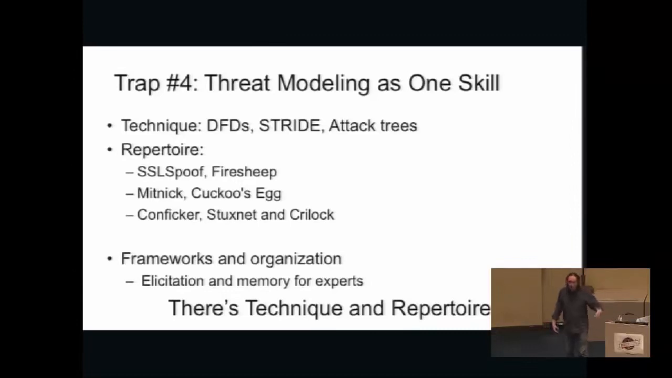So trap number 4 is to think about threat modeling as a single skill. Do you understand how to threat model? There's different sub-skills within that. Drawing a great diagram, which really helps people see what's likely to go wrong, is a skill in and of itself. Remembering, understanding what spoofing attacks are likely, what tampering attacks are likely, how to draw an attack tree. Each of these is a separate skill.